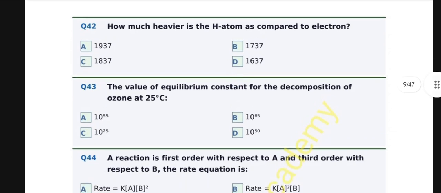Question number 43. The value of the equilibrium constant for the decomposition of ozone at 25 Celsius is: A, 10 power 55; B, 10 power 65; C, 10 power 25; D, 10 power 50. And the correct option is A, 10 power 55. The decomposition of ozone has a very large equilibrium constant, indicating the reaction strongly favors product formation.